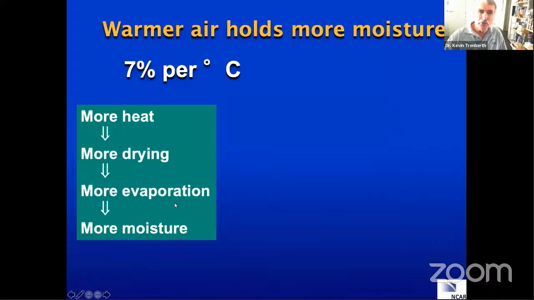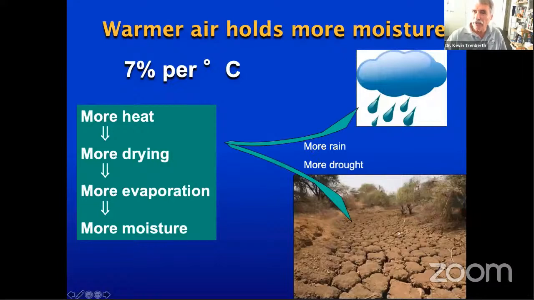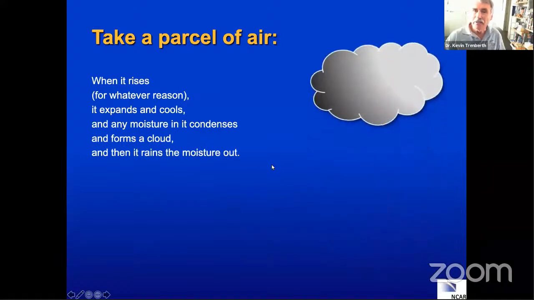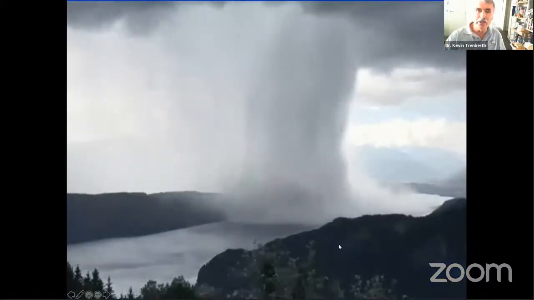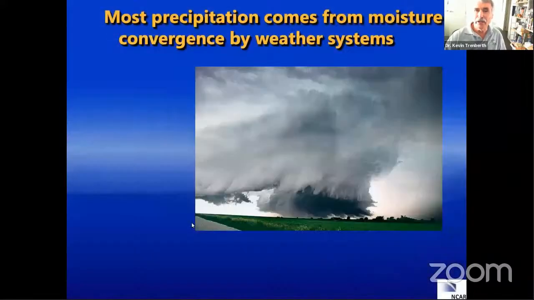More heat means more drying, more evaporation, and more moisture, which means where it's not raining, things dry out quicker and there's more intense drought. Where it is raining, there's more rain. An example that I put together here is if we have a pocket of air that has some moisture in it, and it rises for one reason or another, whether it's a cold front or a warm front or because it's going over a hill, then it expands and it cools, and suddenly it rains like crazy. And so heavy rains occur.